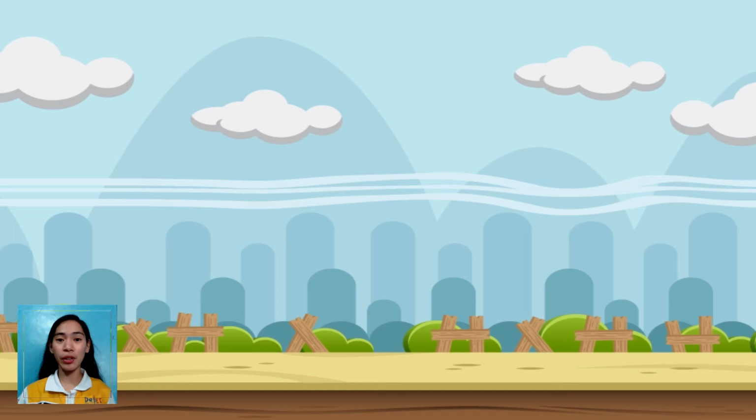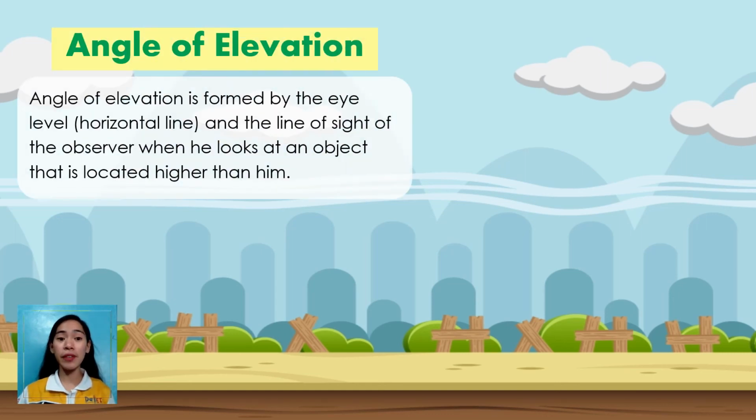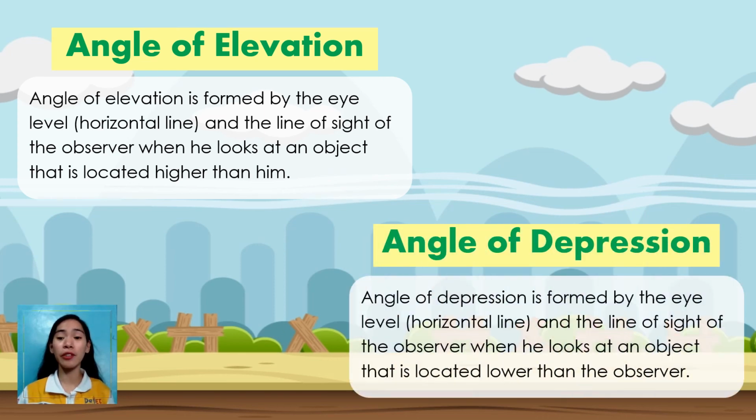So now let us recall. The angle of elevation is formed by the eye level or horizontal line and the line of sight of the observer when he looks at an object that is located higher than him. And the angle of depression is formed by the eye level or horizontal line and the line of sight of the observer when he looks at an object that is located lower than the observer.